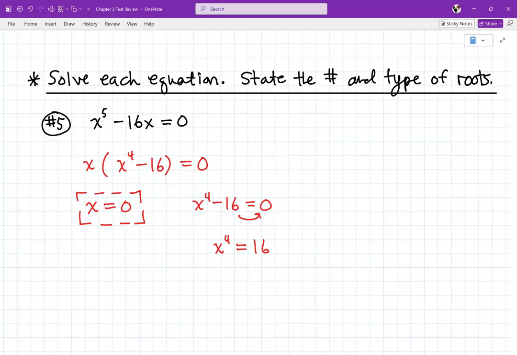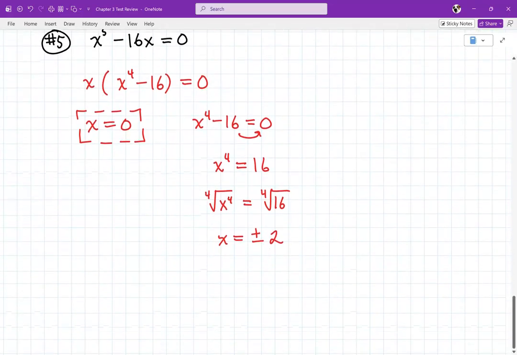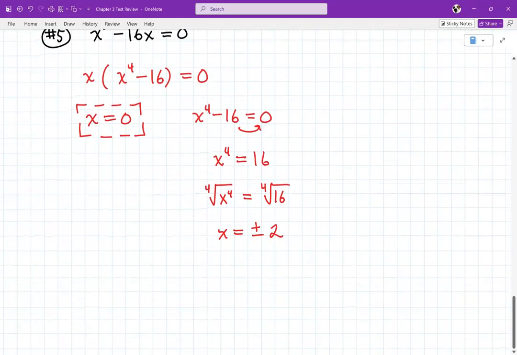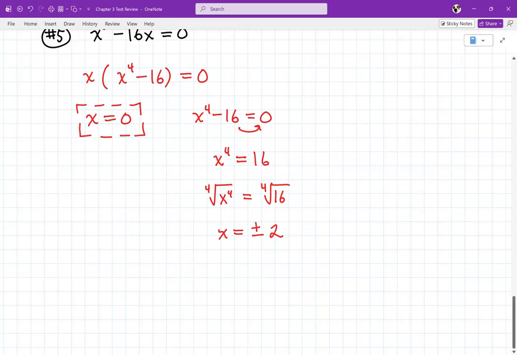Okay, your calculator can do it. So you're going to take the fourth root of x to the fourth, fourth root of 16. So x is equal to plus or minus 2. It can be both. Remember, anytime you take an even root, so square root, fourth root, sixth root, eighth root, you always get plus or minus. So there you go. I'm done.